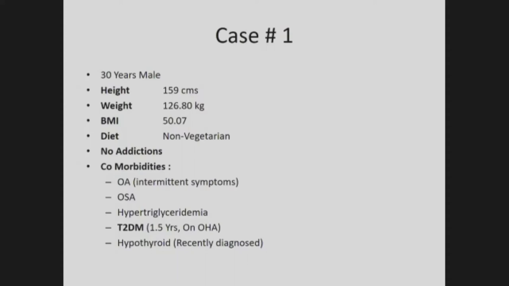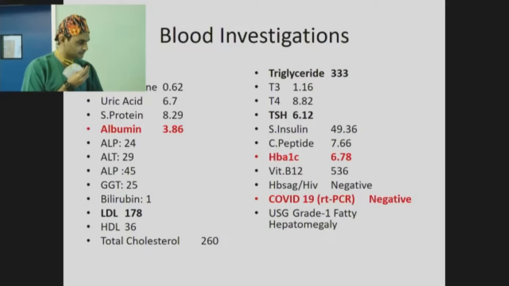So as far as blood investigations are concerned, the hemoglobin is 13, the protein levels are 8.29, the LDL levels are 178, highly raised, the triglycerides are 333, TSH is 6.12, and HbA1c is 6.78, and RT-PCR COVID-19 testing and CT scoring are negative.